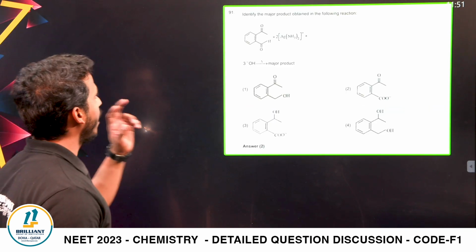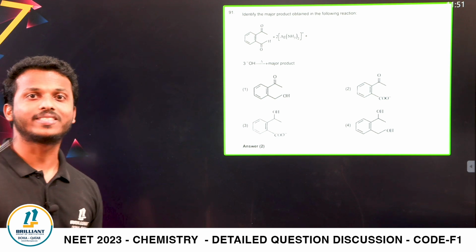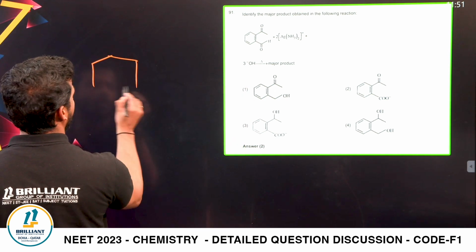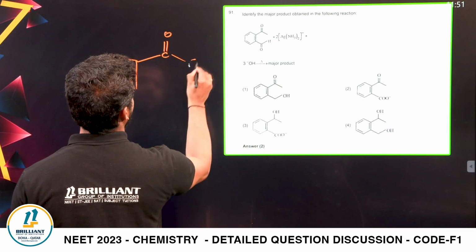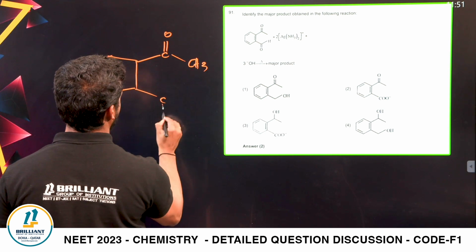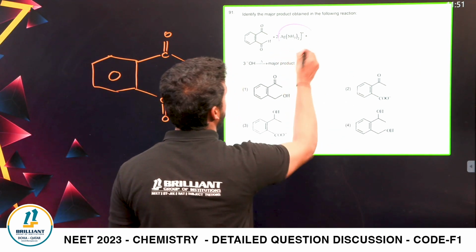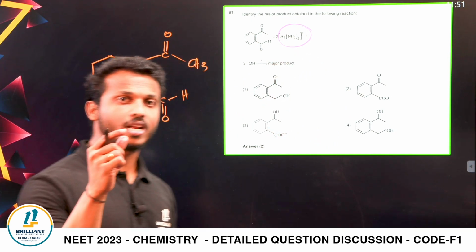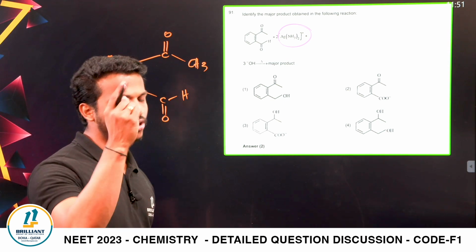Now, identify the major product obtained in the following reaction. Again from the chapter aldehydes, ketones and carboxylic acids, dear all. This given reaction is very simple. There is a benzene ring mentioned, and what is this, dear all? This is a ketone part, and what is this, dear all? It's an aldehyde part. Try to understand what reagent is given. That is Tollens reagent, right? Ammoniacal silver nitrate. Tollens reagent will always react on an aldehyde, not on a ketone.